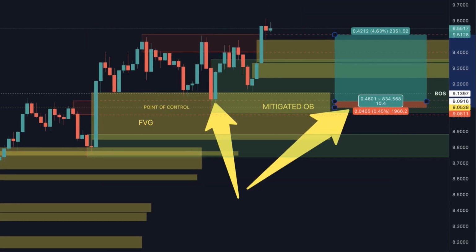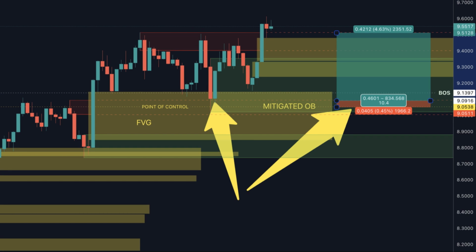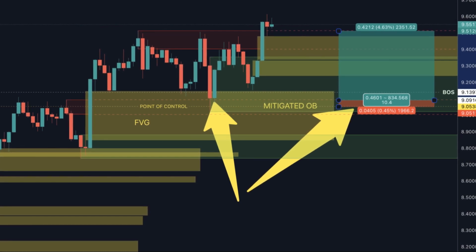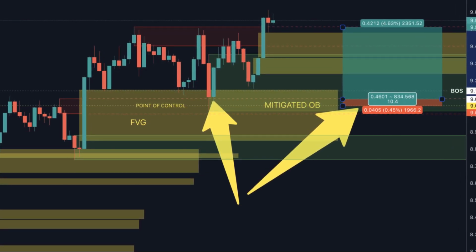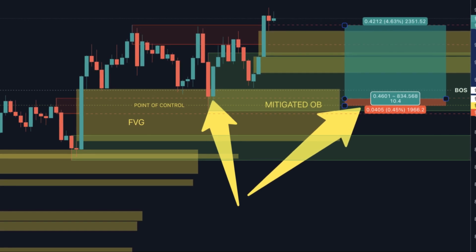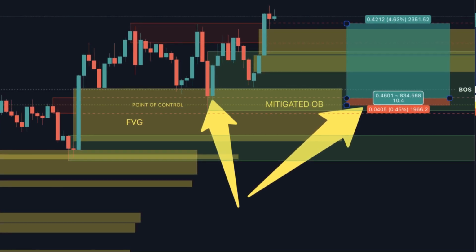Let's look at some examples. In this bullish setup, the price taps into an FVG near an order block, while the POC runs through the zone. Liquidity pools nearby confirm the setup's validity.